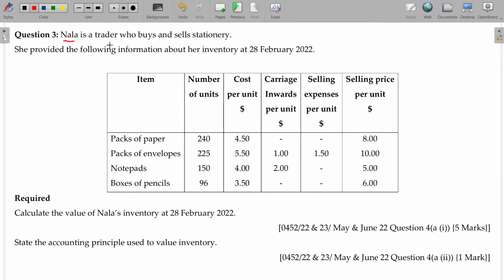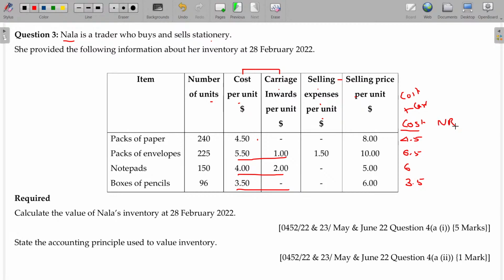Question number 3. Nala is a trader who buys and sells stationery. She provided the following information: number of units, cost per unit, carriage inward. So you have to add up these two to find out cost. Then selling expenses per unit and selling price. Any selling expenses should be subtracted from the selling price to get the NRV. So I'll write the cost here. Cost being 4.5; 5.5 plus 1, 6.5; 4 plus 2, 6; 3.5 only. Okay, cost plus carriage in.